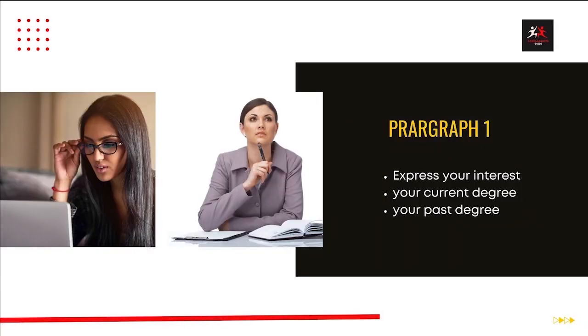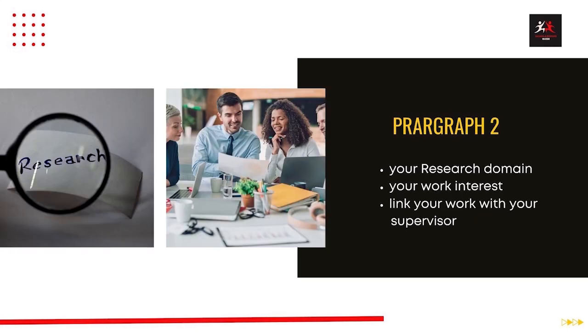A cover letter is divided into 3 paragraphs. In the first paragraph, you have to show your interest in that particular research group, and state which department you are from and which university you belong to. Then you have to write about your current degree if you are enrolled in one. If you have completed your degree, then you have to mention it, like you have completed your BS or MS program and you are pursuing your further studies.